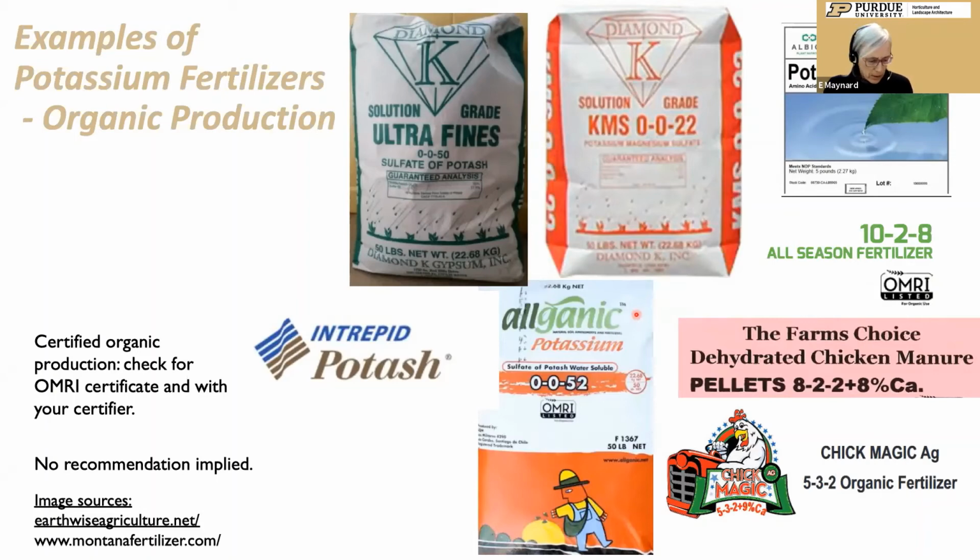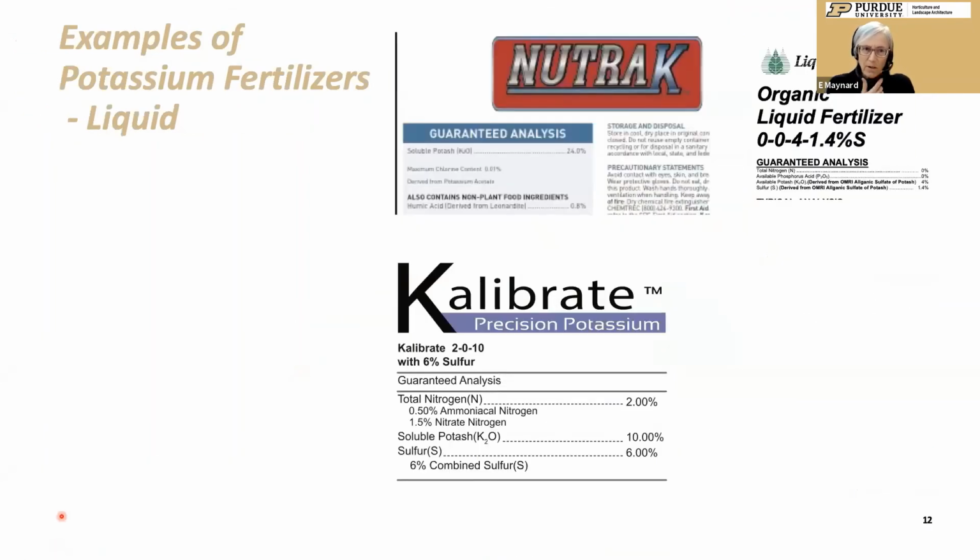Another type of fertilizer that I wanted to show a few examples of were some liquid-based fertilizers. There's this Nutri-K, which has 24% potassium in it. Calibrate has a little bit of nitrogen and 10% potash. And then this product here, called Organic Liquid, has 4% potash and sulfur. That says organic. I'm not sure it has an OMRI certificate, so that would be something to double check if you're looking at certified. So which fertilizer should you choose?